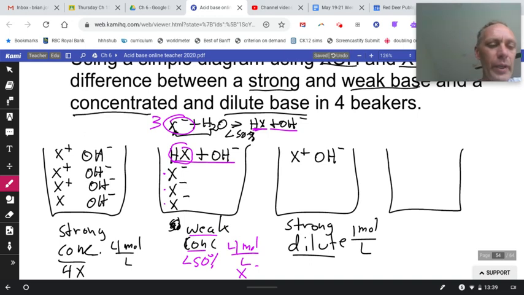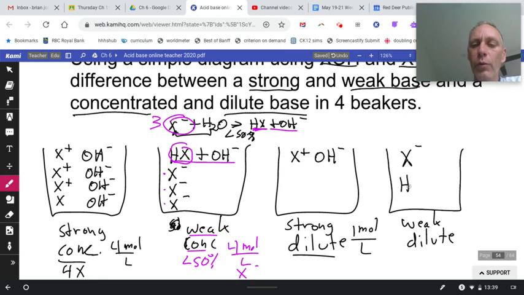Now we go to our weak and dilute. So I think you can all predict what this one's going to look like. Weak, less than 50%. Dilute, we're only going to do 1 molecule. What will that 1 molecule look like? Will it be X minus or will it be HX and OH minus? Correct answer: X minus, because that is the weak base in its original form, because a very small percentage of it will react.